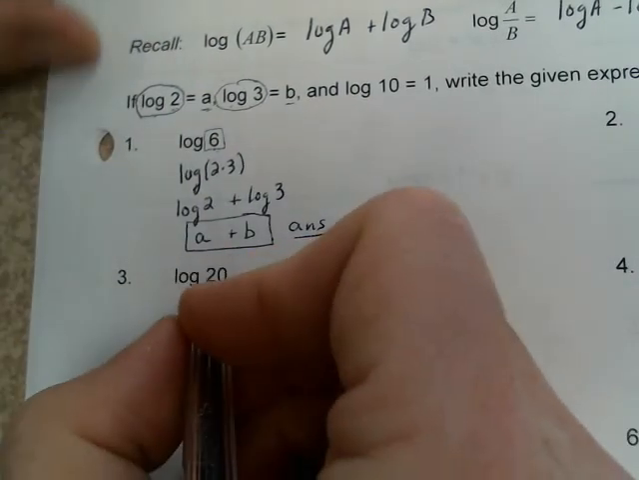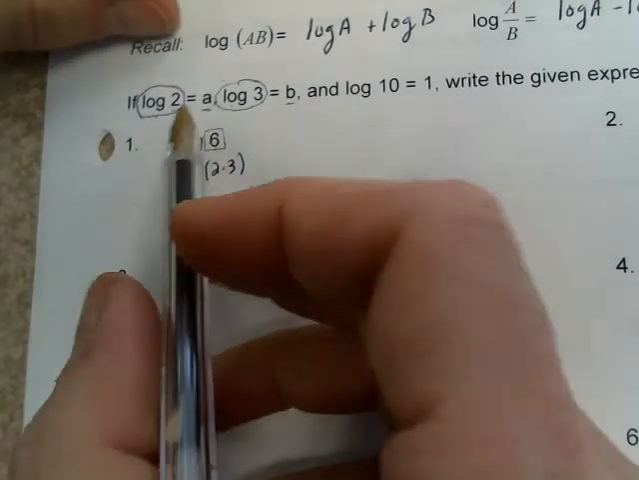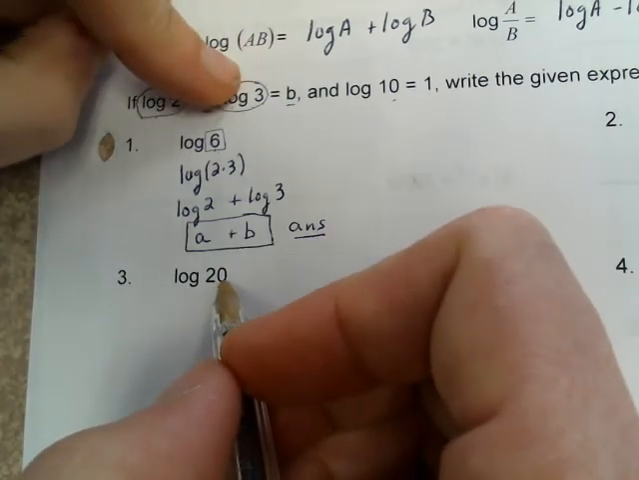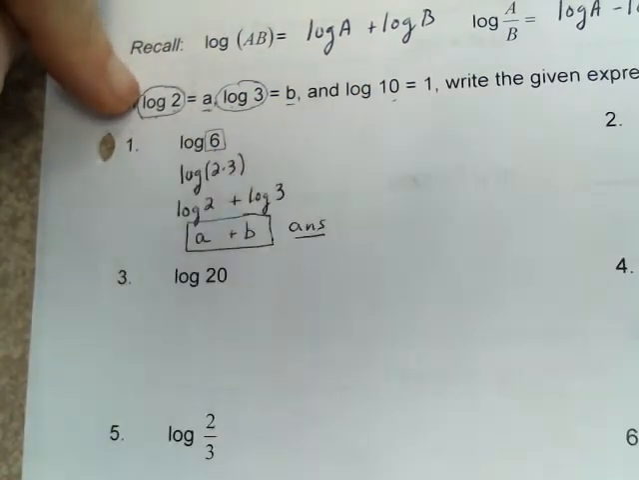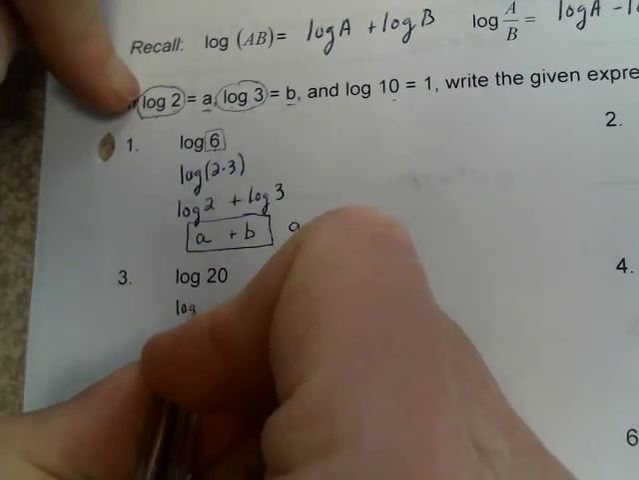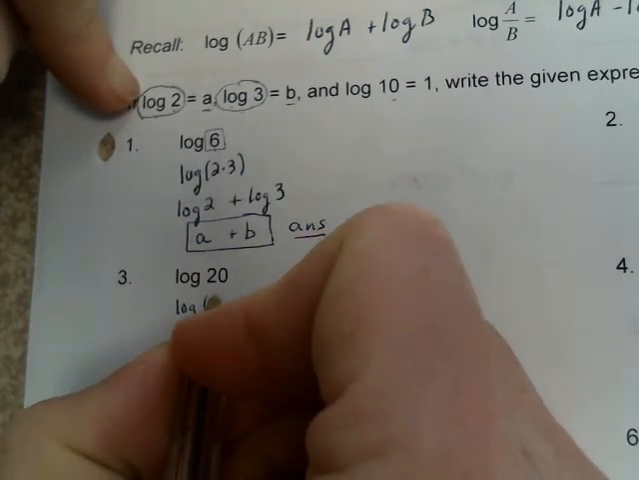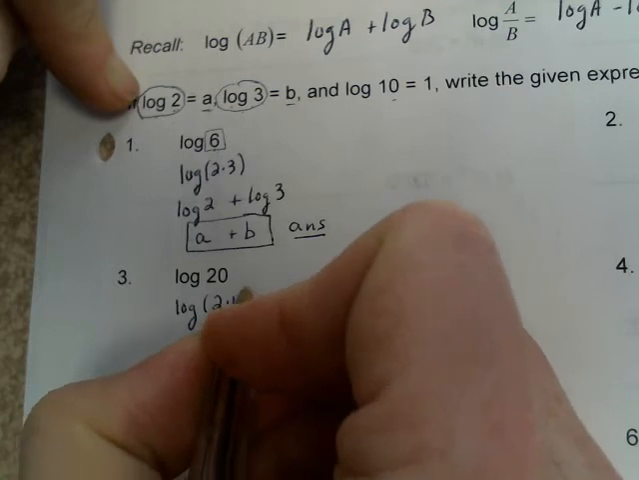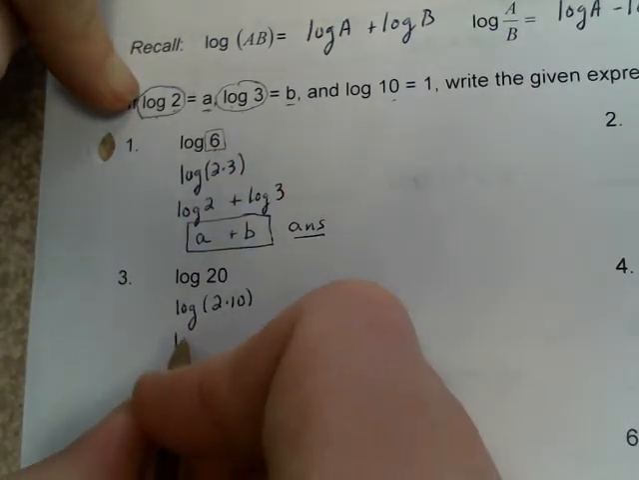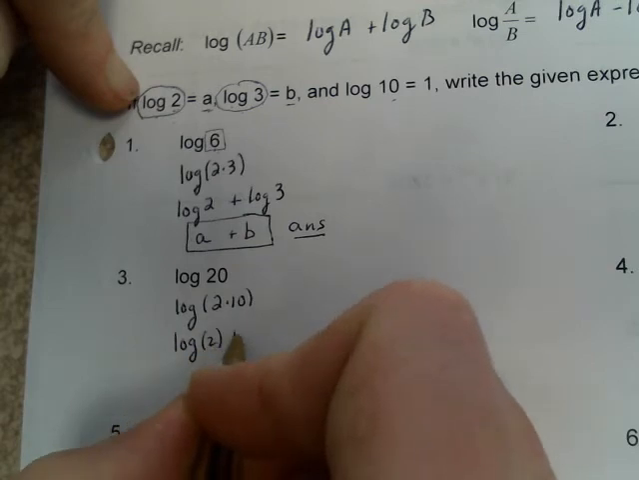Now here's a 20. Now we have to create a 20 out of 2's, 3's, or 10's. Well, 3 doesn't go into 20, but 2 and 10 do. So we're going to rewrite this as the log. 20 turns into 2 times 10, just like 6 turned into 2 times 3. We're going to use the product rule that says this is the log of 2 plus the log of 10.